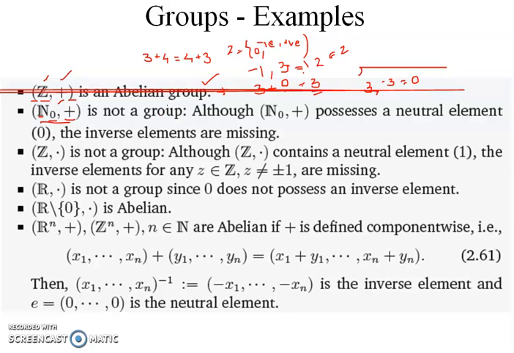So for that, first we check the closure property. If you take any elements from the natural numbers, you will get a result that is also a natural number after performing the addition operation. Hence it proves the closure property.